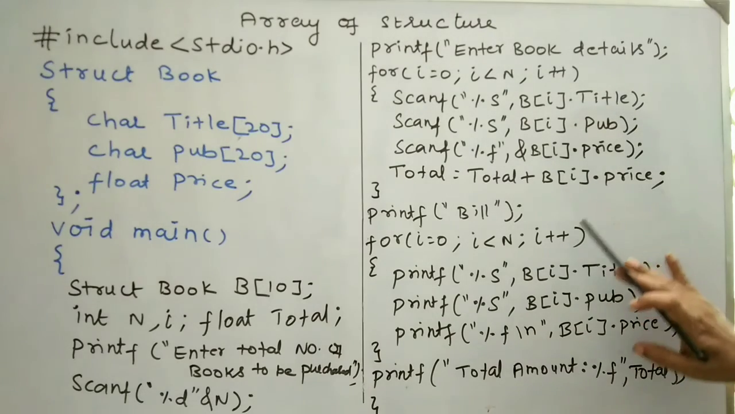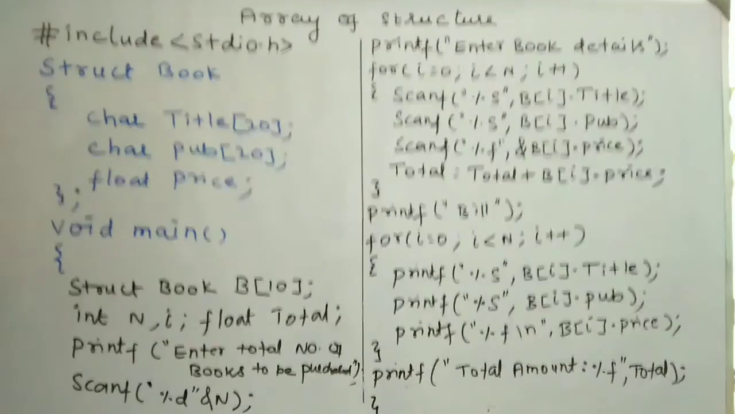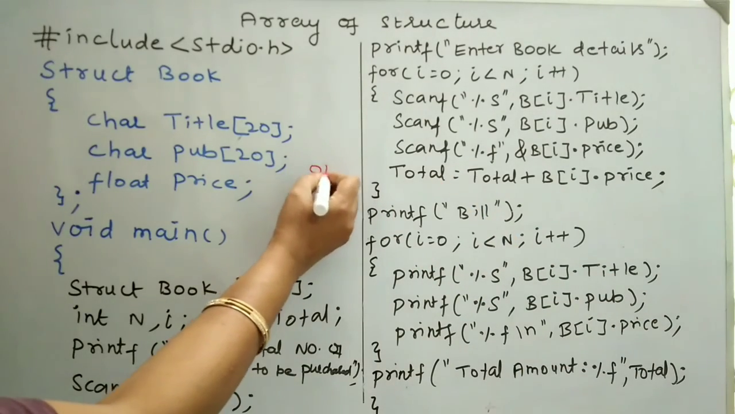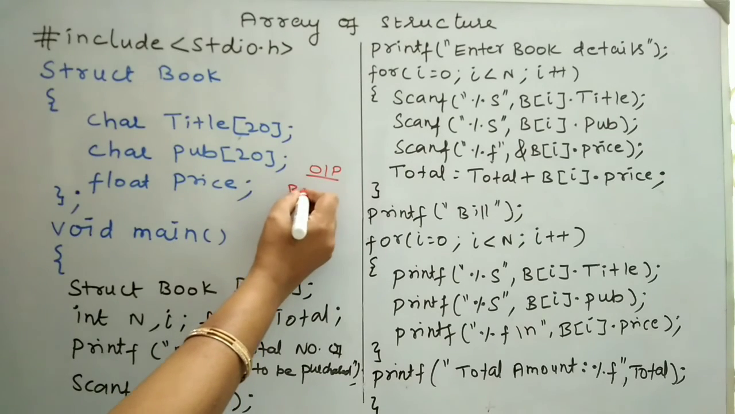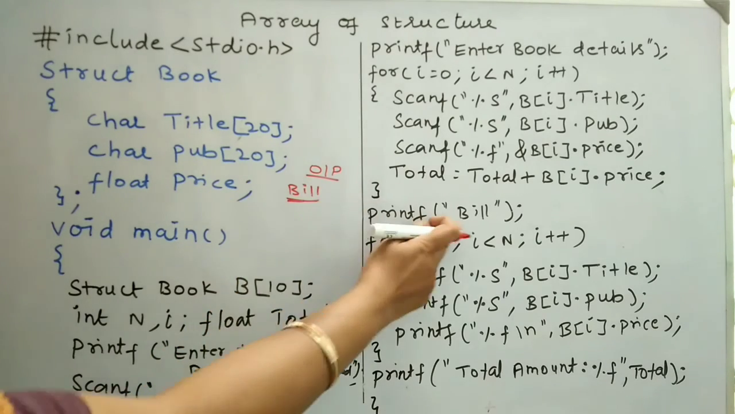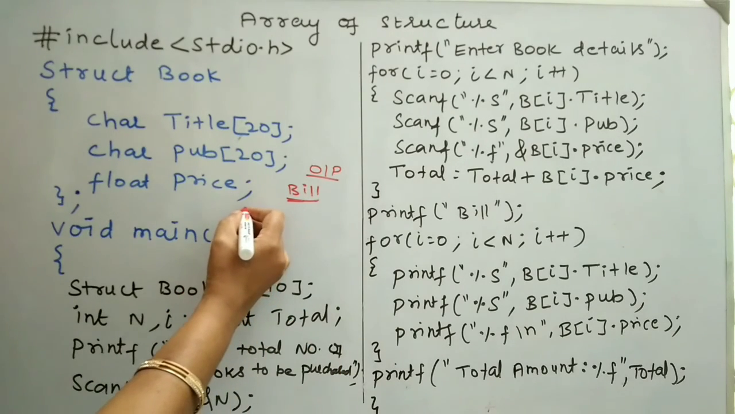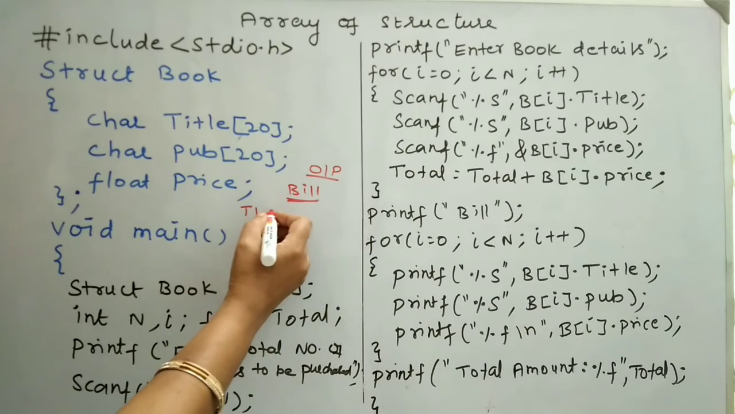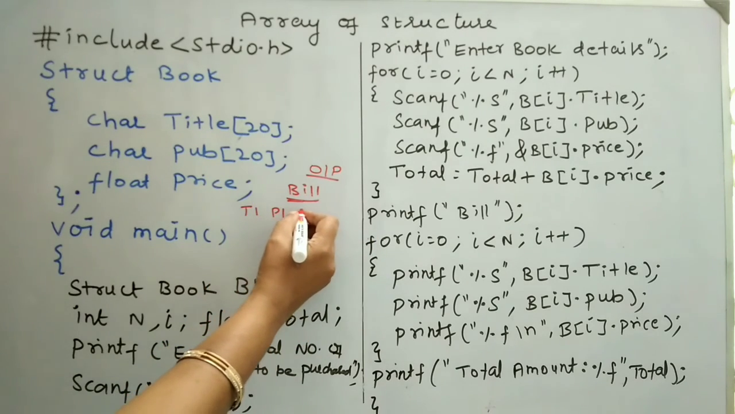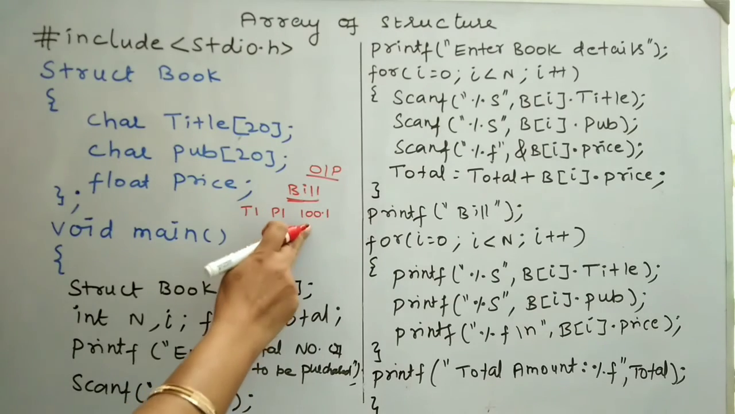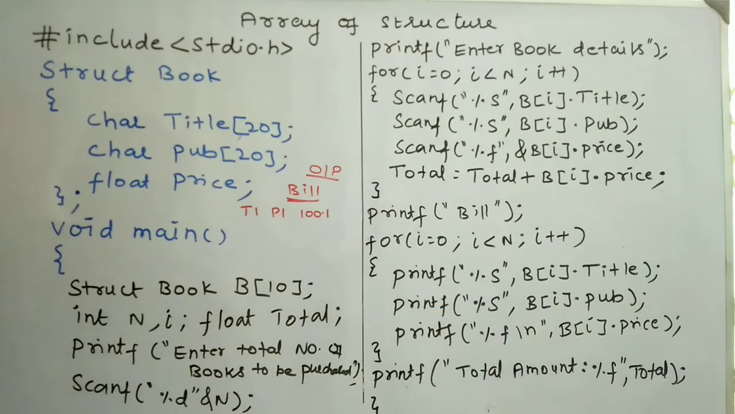Let me explain how my output will look. At the start, I'll print the word bill. Then the details of the books are printed. For example, the title is T1, the publisher of the first book is P1, and the price is 100.1. The title of the book is printed, then the publisher in the same line, and then in the same line the price is also printed. After printing the price, I have used the control string \n to move to the next line.